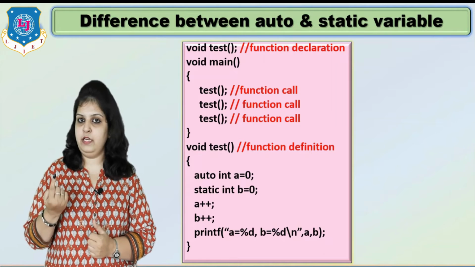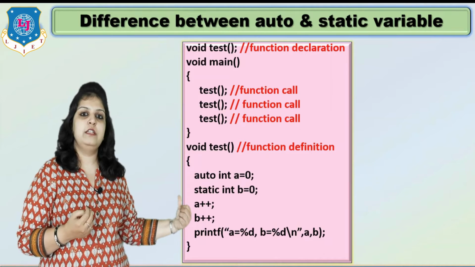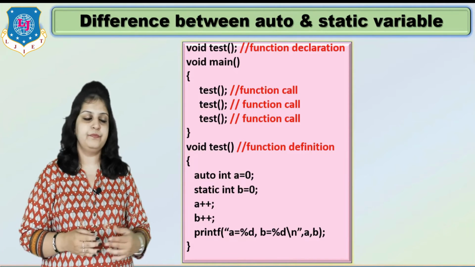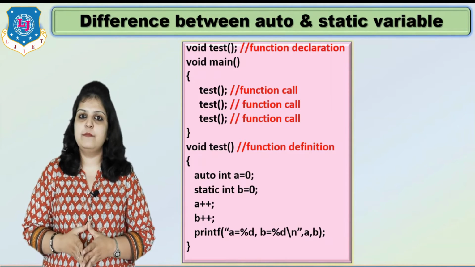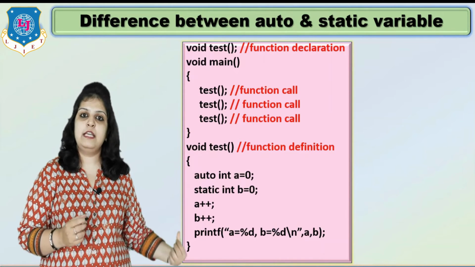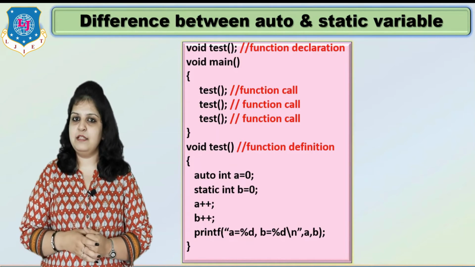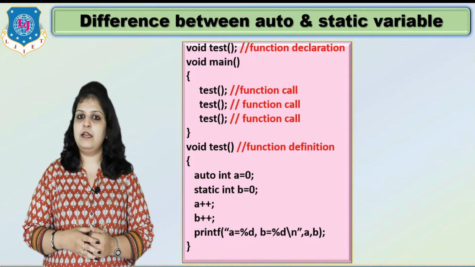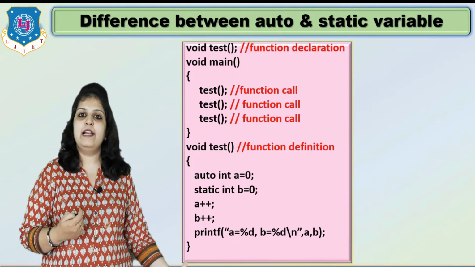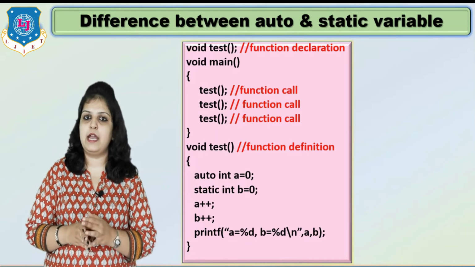Let's see the function definition. Here I am taking one variable as an automatic variable and one variable as a static variable. Auto integer a is equal to 0, so I am initializing the value of a as 0. Same here, static integer b is equal to 0. Both are initialized as 0. And the same operation here, I am writing a plus plus and b plus plus. A plus plus means increment the value of a by 1, and b plus plus means again increment the value of b by 1. And at last, in the printf statement, simply print the value of a and b.